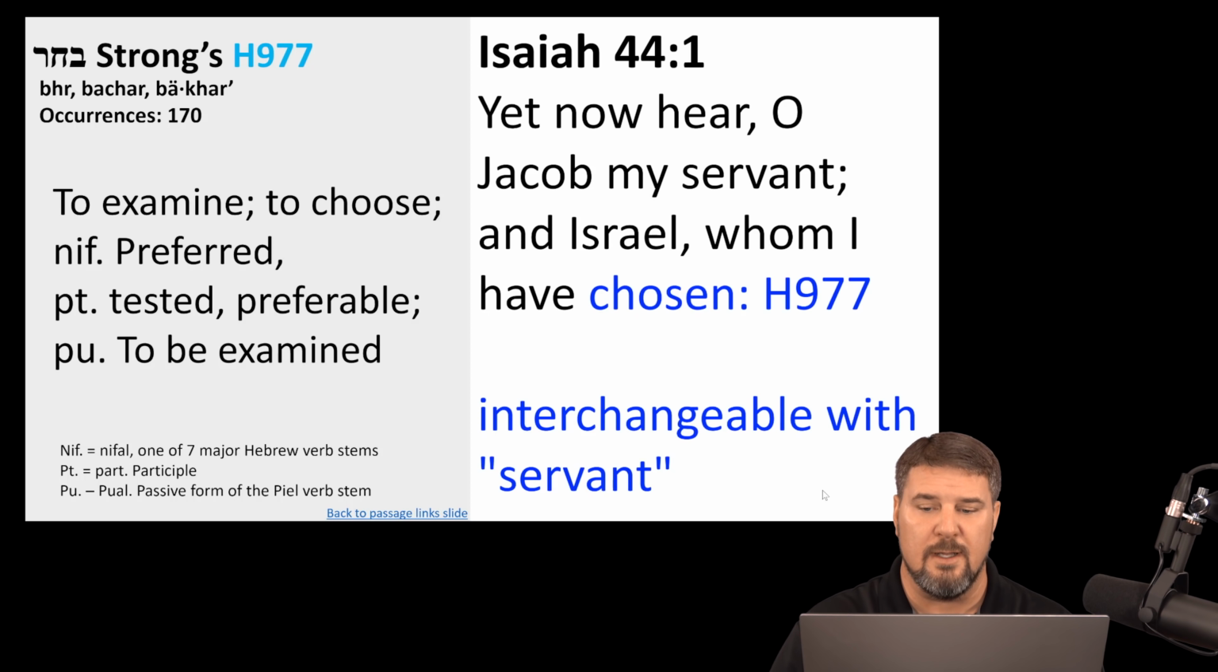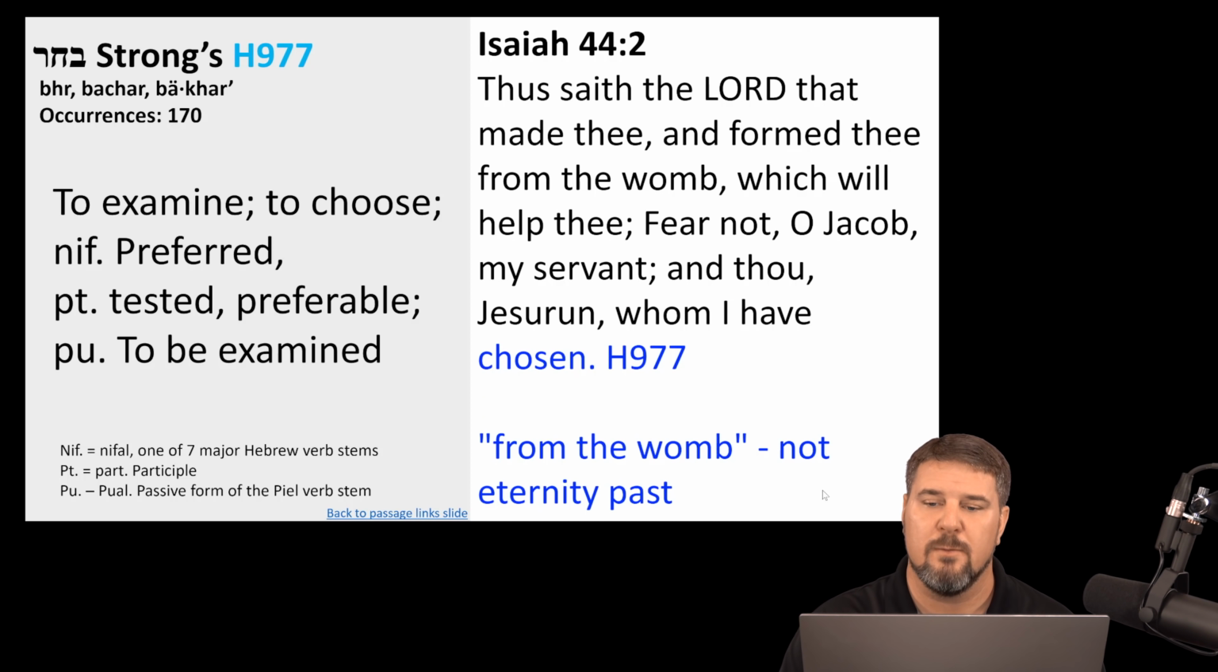Isaiah 44:1, again, servant is interchangeable with elect here, with chosen. Jacob, my servant, and Israel, whom I have chosen. It's the same thing stated twice using different words. And chosen and servant are what's interchanged there. Isaiah 44:2, thus saith the Lord that made thee and formed thee from the womb, which will help thee. Fear not, O Jacob, my servant, and thou Jeshurun, whom I have chosen. That's another word for Jacob. From the womb, not from eternity past. Notice that. From the womb. That's when the choosing takes place.